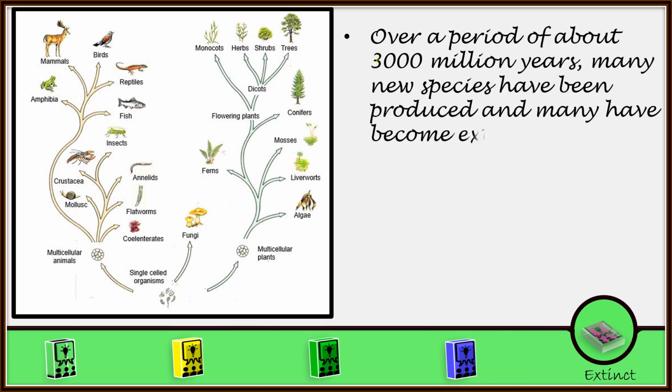Over a period of about 3,000 million years, many new species have been produced and many have become extinct. So here when we look at this diagram, we shall see that we started with a small single-celled organism, went to multicellular animals. Here there was a diversion. We had the coelenterates diverting. Then another group went up. In this group here we had the mollusks, the flatworms, the annelids, the crustacea and the insects. Those ones, they took that direction.